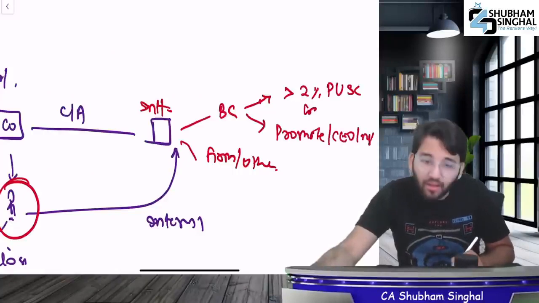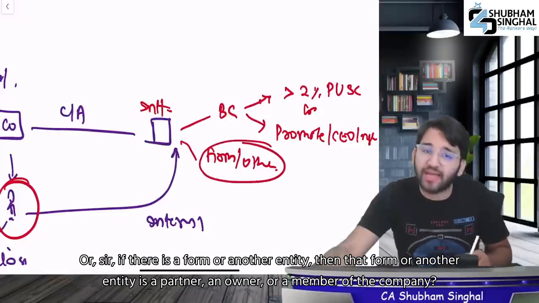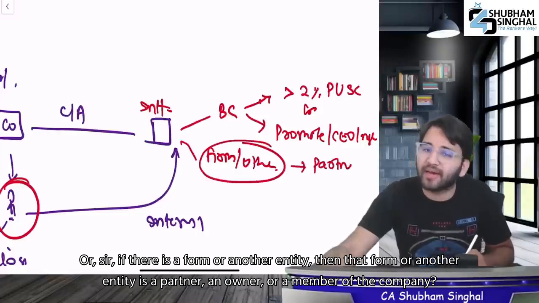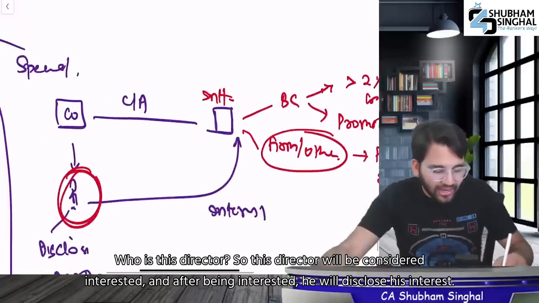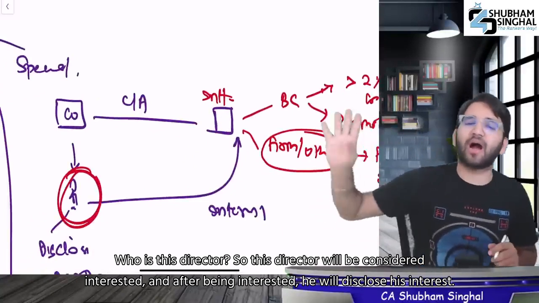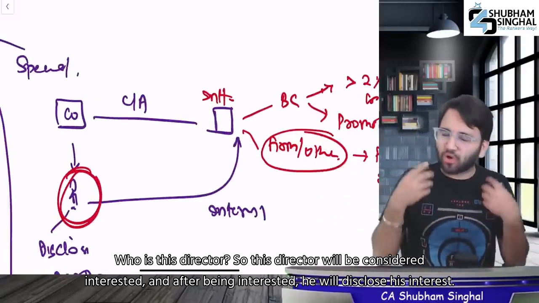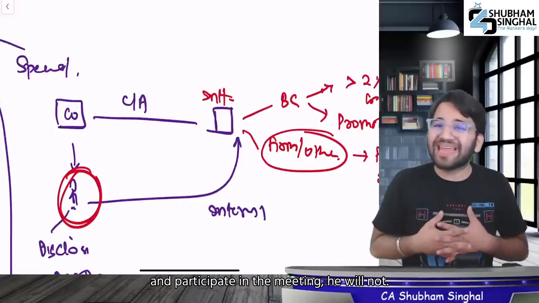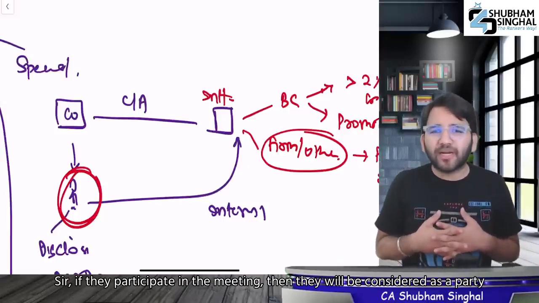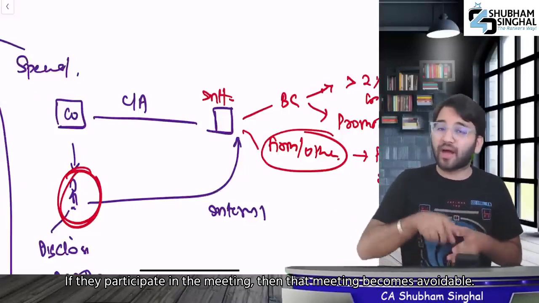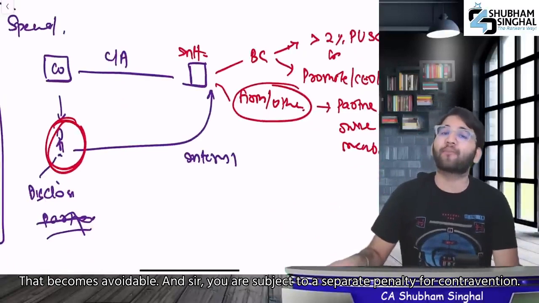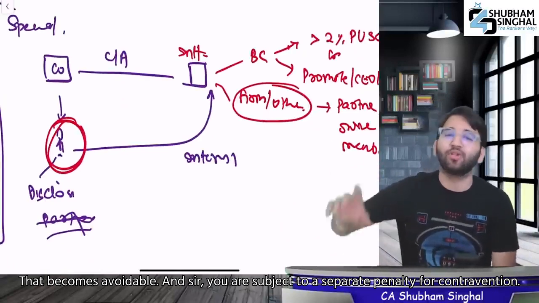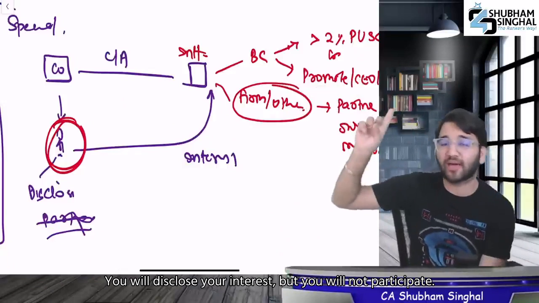Or if there is a firm or another entity, then that firm or another entity has him as partner, owner or member. I mean, if there are such important people, this director will be considered interested, and after being interested, he will disclose his interest. Is that clear? And he will not participate in the meeting. If he participates in the meeting, then that meeting becomes voidable. And you will be subject to a separate penalty for contravention. You will disclose your interest but won't participate.